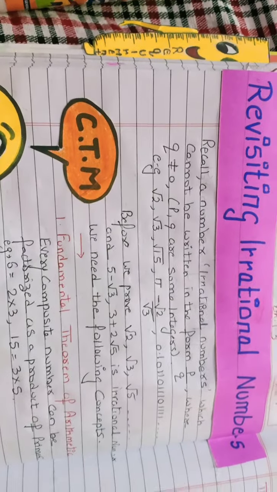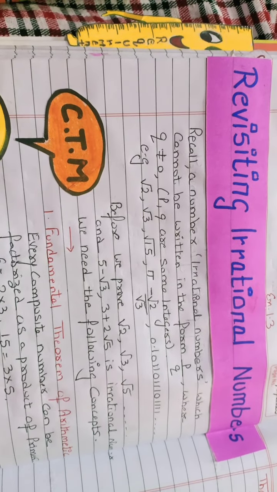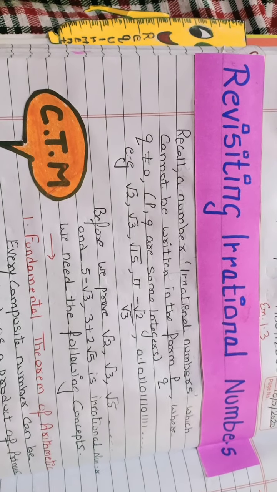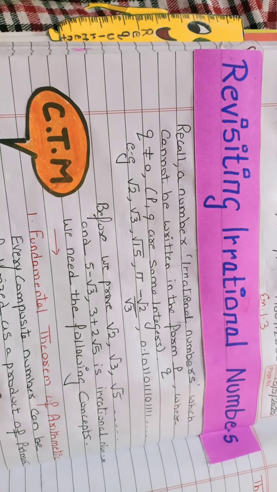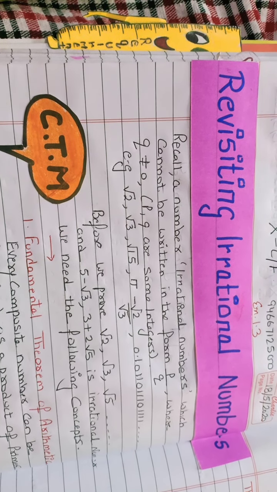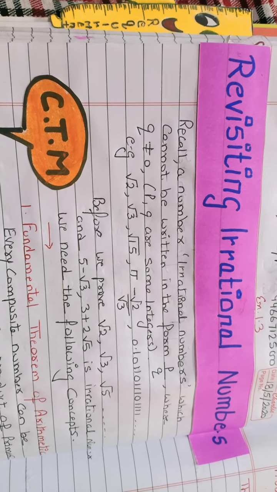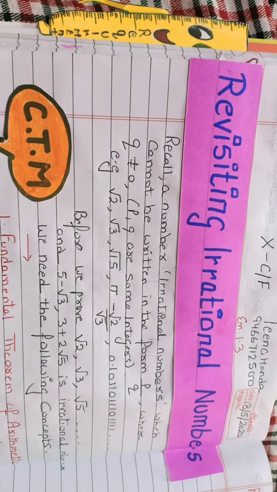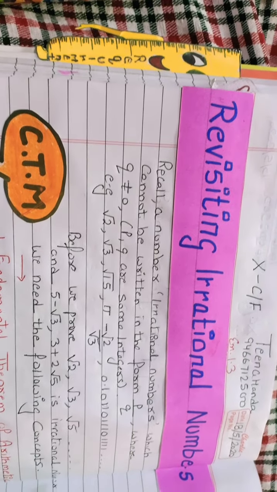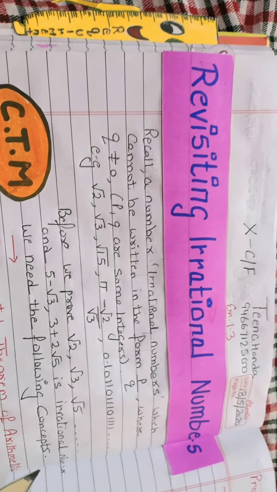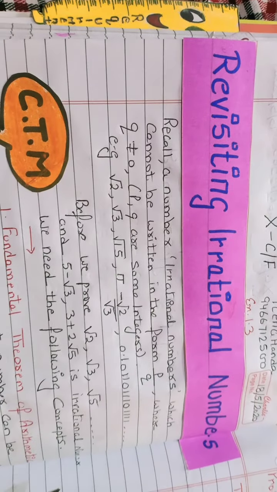First of all, I am recalling irrational numbers, which cannot be written in the form p by q, where q is not equal to 0. P and q are some integers. For example, under root 2, under root 3, under root 15, pi, minus root 2 by root 3, and 0.10010010111... These types of numbers, we already know, are irrational numbers.